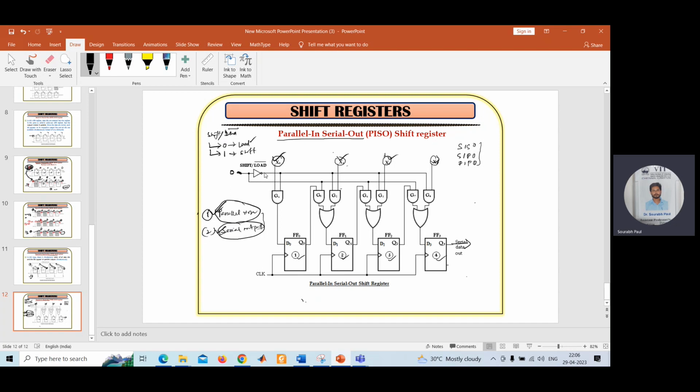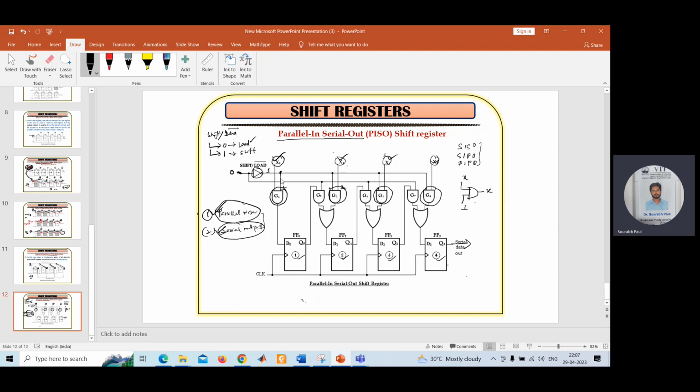If you give 0 here, what will be the output from this NOT gate? This is 1. So this terminal is 1, this particular terminal is 1, this particular terminal is 1, this particular terminal is 1. What I am trying to say is that one of the inputs of the G1 gate, G2 gate, G3 gate, and G4 gate will be 1. And what is the category of this gate? This is nothing but an AND gate. In an AND gate, if one of the inputs is 1, whatever input you apply in the remaining terminal, that only you are going to get at the output. This is the principle of the AND gate.